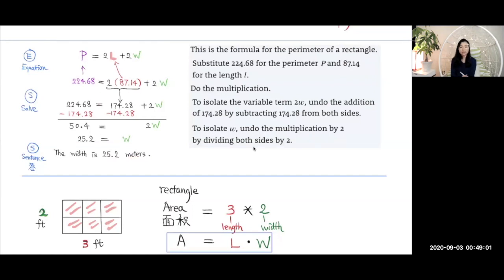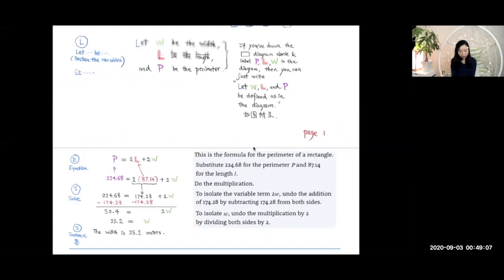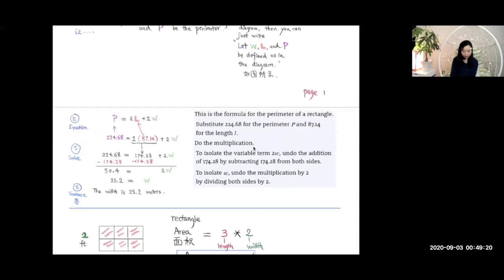Okay, now it's done. I hope that we can get into a good habit: every word problem will require these four steps. LESS. Let what be what. Equation. Solving it. And sentence. All right, so that was example 1.